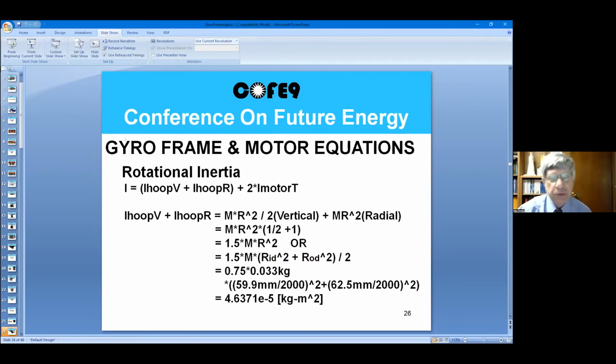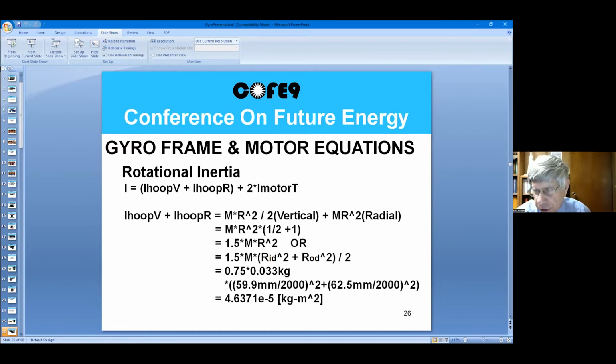And so we start with the 2 hoops. It's mr squared divided by 2 for the vertical hoop and mr squared for the radial hoop. When you add those together, you get 1.5 times the mass times radius squared. If you use the averaging, it's inner radius squared plus outer radius squared, divided by 2. Plug in all the numbers, and you get 4.637 e to the minus 5 kilogram meter squared for the 2 hoops, the frame of the gyroscope.